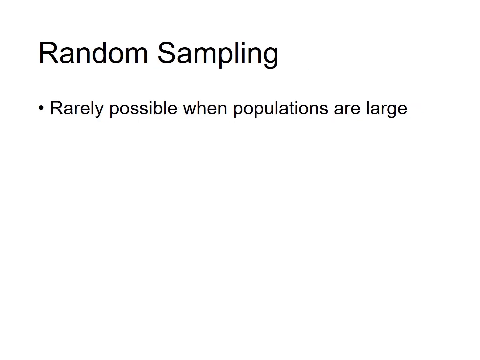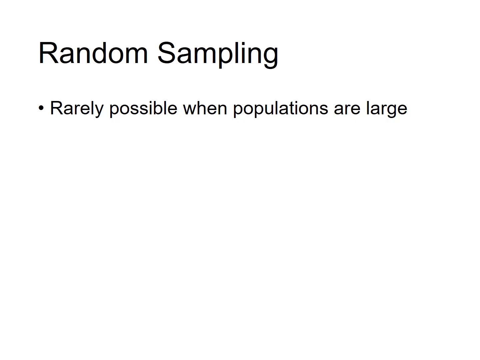The best way to get a representative sample is to do simple random sampling. You take all the people in the research population, you put their names in a hat, and then you select out the 100 people for your study, for your sample. However, this is rarely possible.